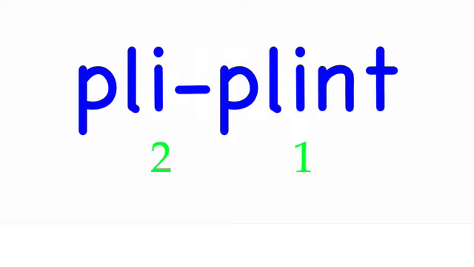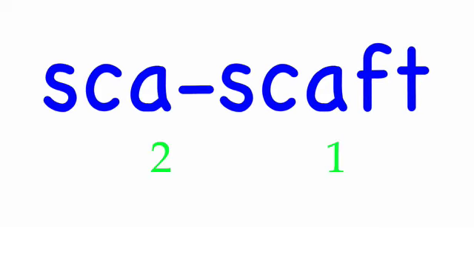Skay, scaft. Skay, 3 sounds: s, k, a. Scaft, 5 sounds: s, k, a, f, t. Skay, scaft. Row 8.